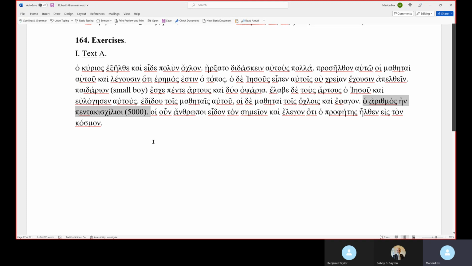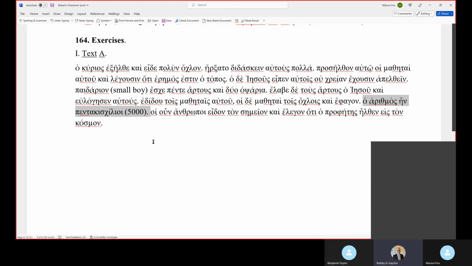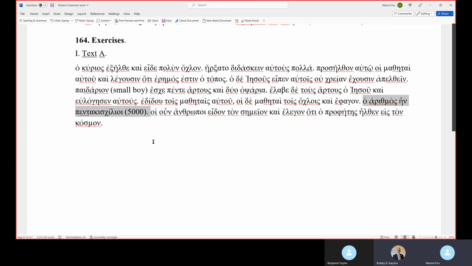Okay, next one, I think it's Bobby's turn. Make sure I'm gonna get the right one this time. Ho arithmos hang pentakiskaloi. That's not right. It's the word for 5,000. Pentakiskaloi. Well, anyway, it means the number was 5,000.